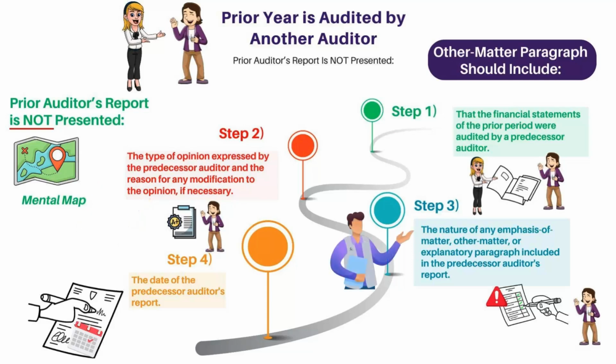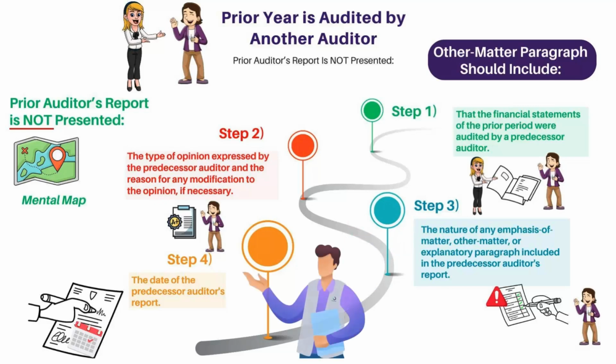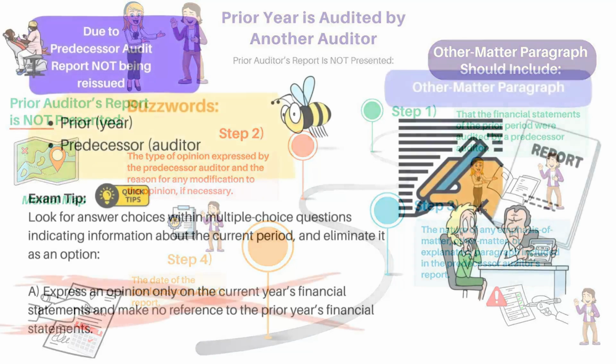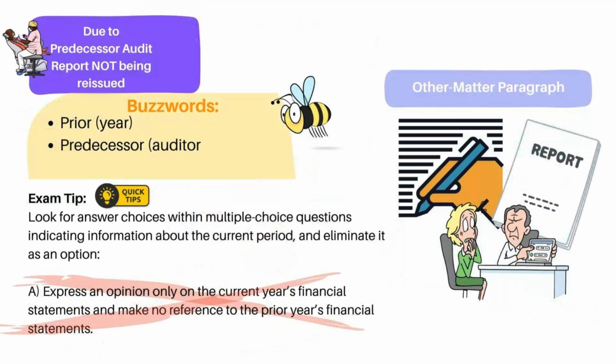We also need to disclose the nature of any emphasis of matter, other matter, or explanatory paragraph included in the predecessor auditor's report. And we need to disclose the date of the predecessor auditor's report. So as you can see, everything included in this other matter paragraph is talking about the predecessor auditor. So if you see a multiple choice question, or if you see this within a task-based simulation, they're almost guaranteed to try to trip you up by including information about the current year in this other matter paragraph.